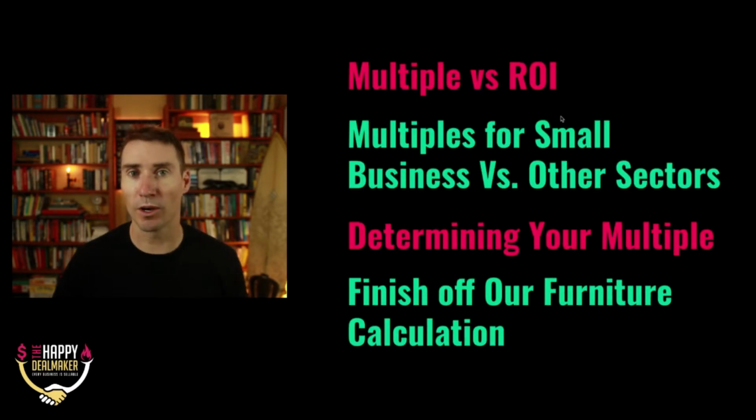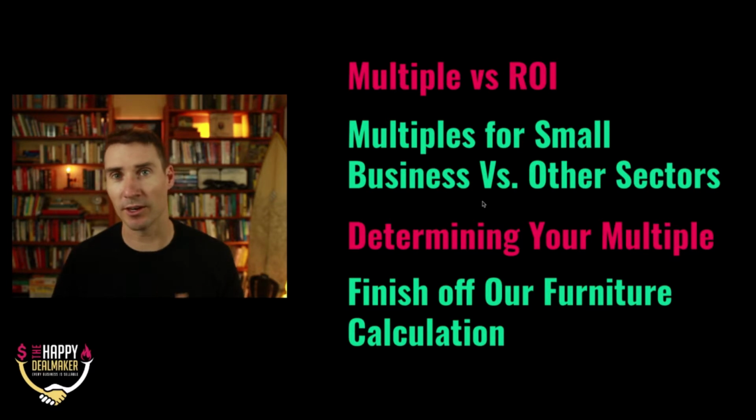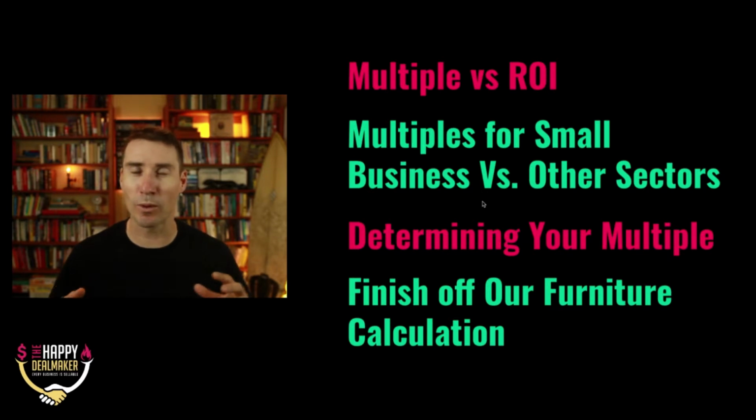In today's video, we're going to be covering 4 things. Multiple versus ROI, so this elusive return on investment, hurdle rate, cap rate, multiple, where does it all fit in? How is it different? Is it the same? We're going to be covering that so you'll leave with a good understanding. Then we're going to talk about multiples for small business versus other asset classes investors can put money into or other sectors they can put money, and kind of understand where we fit in the landscape with a small business when we take it to market.